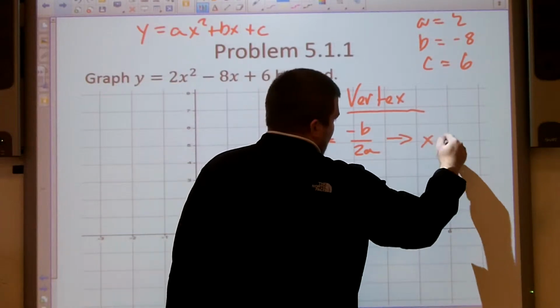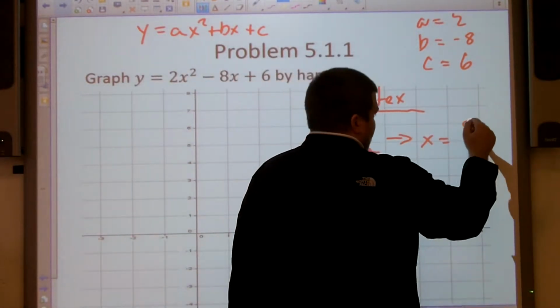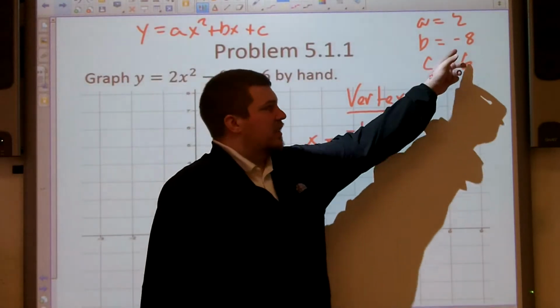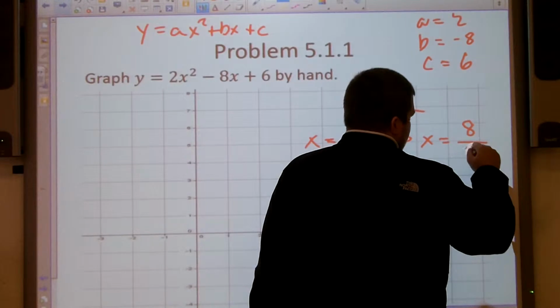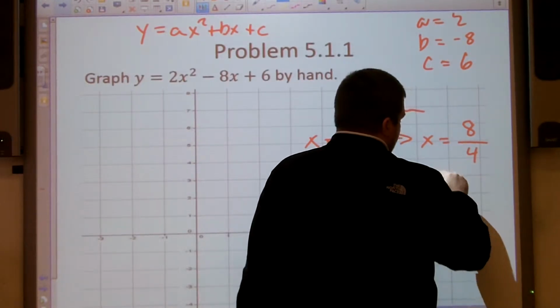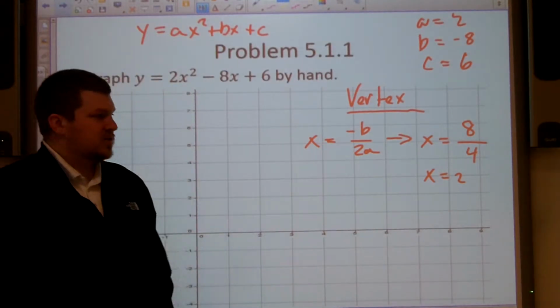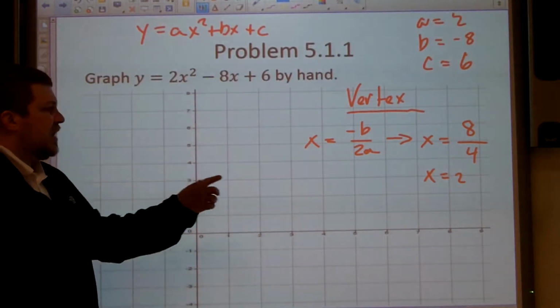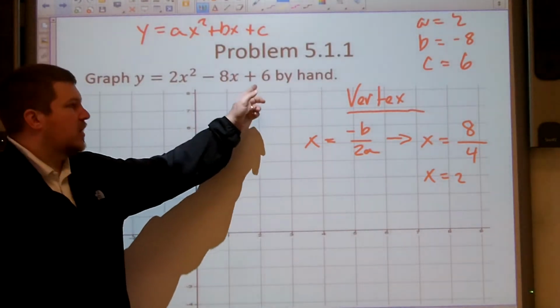So I have x equals +8, because negative and negative make a positive, all over 2 times 2, which is 4. So x equals 2 for my vertex. So what I want to do now is take that x equals 2 and plug it into my original equation to find the corresponding y value.